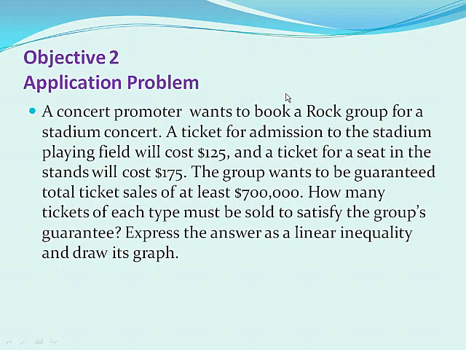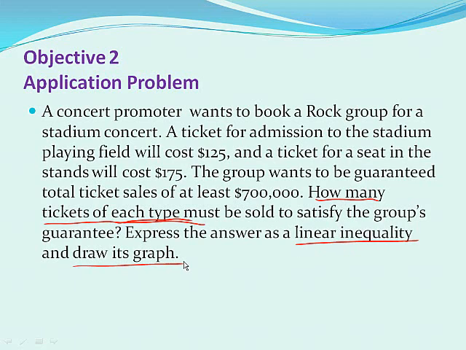Objective 2, application problem. A concert promoter wants to book a rock group for a stadium concert. A ticket for admission to the stadium playing field will cost $125 and a ticket for a seat in the stands will cost $175. The group wants to be guaranteed total ticket sales of at least $700,000. How many tickets of each type must be sold to satisfy the group's guarantee? Express the answer as a linear inequality and draw its graph.